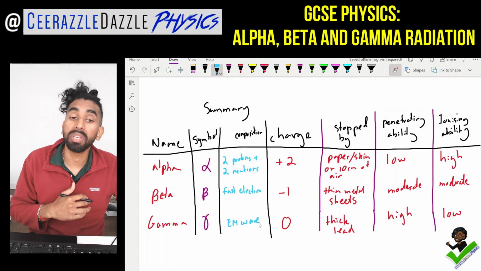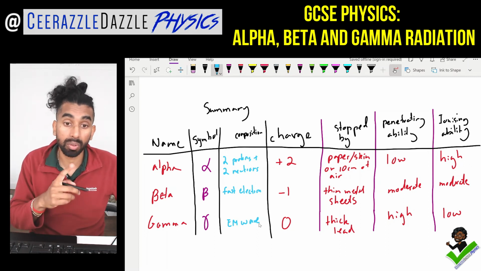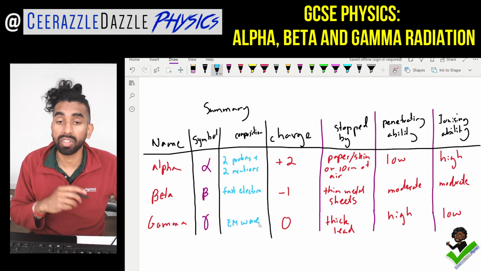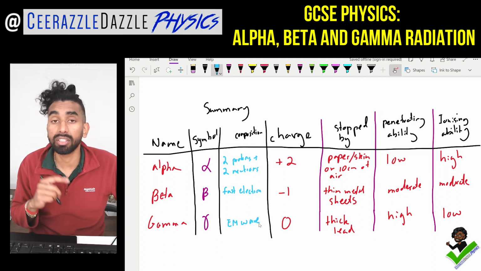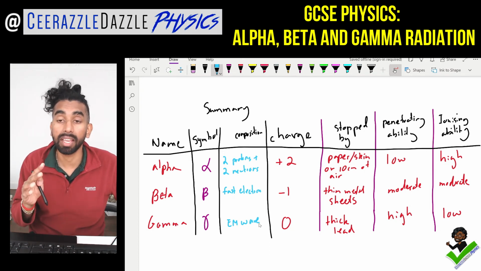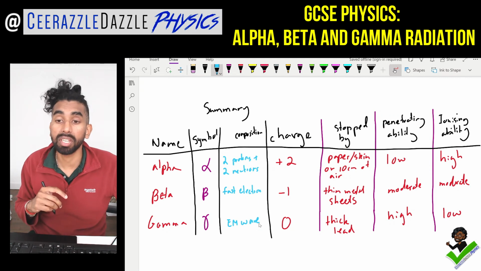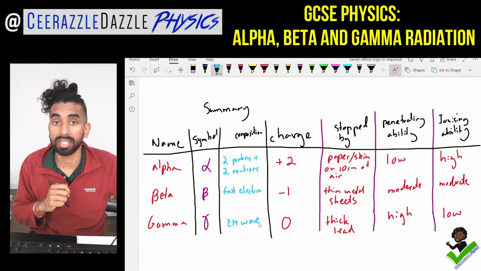The last one is going to be gamma, and here's our symbol for gamma. It is not a particle, guys, it's a wave. It's just an electromagnetic wave. The charge is 0, or it has no charge. It's stopped by thick lead, guys, so it can pass through the paper and the thin metal sheet, but it's stopped by thick lead. And last one, we have the penetrating ability. It's going to be high. Ionization ability is going to be low in this case.